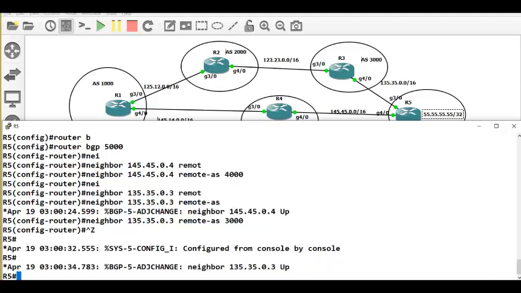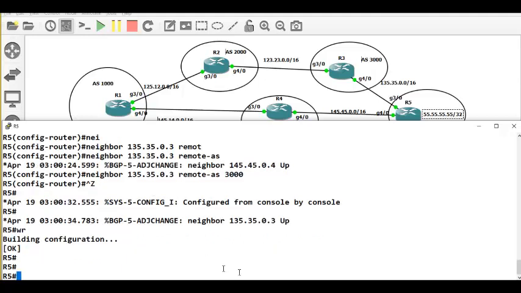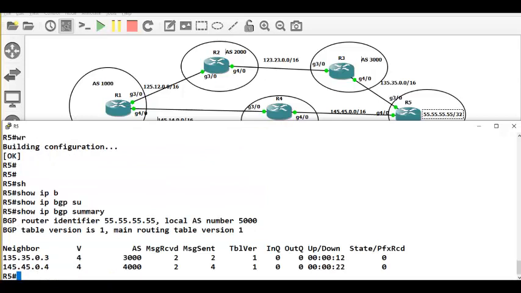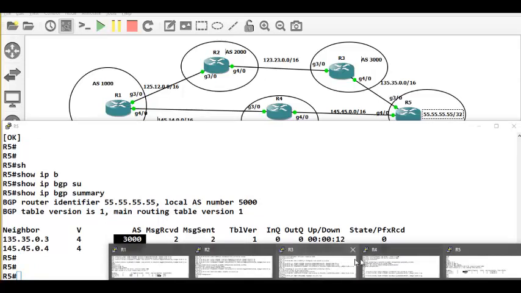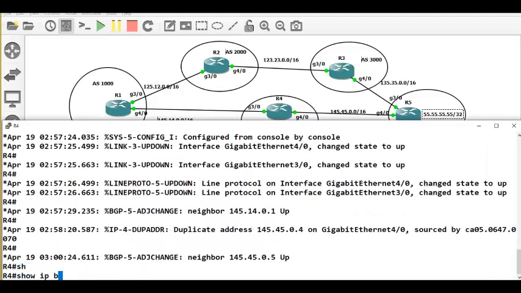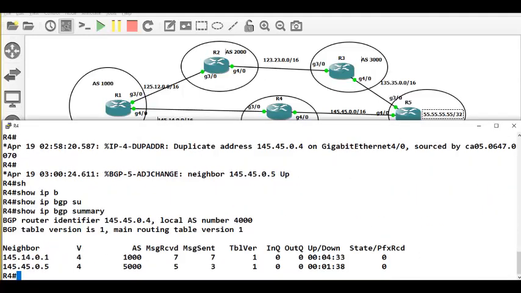Okay, see. Let's begin from router 5. Show IP BGP summary. See, router 5 should have two neighbors, 3 and 4, which is in autonomous system 3000 and 4000, and it is up. Alright. So router 5 can see two neighbors. Likewise, router 4 can see two neighbors. Show IP BGP summary. Two neighbors. It is up for this.